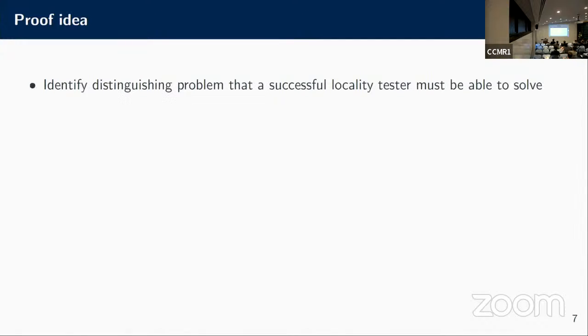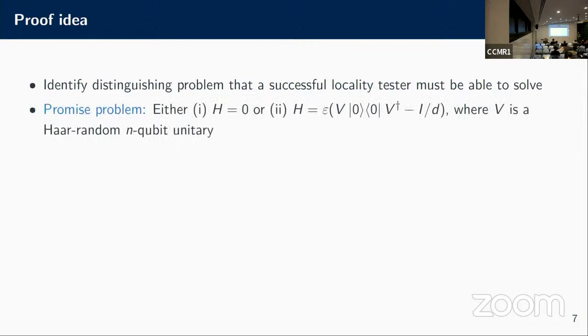Well, at least the proof is interesting, and we will come to more positive things later on. So the proof goes as follows. You want to identify a distinguishing problem that a successful local tester must be able to solve. And the way you do it is you construct a promise problem, again in a random way.